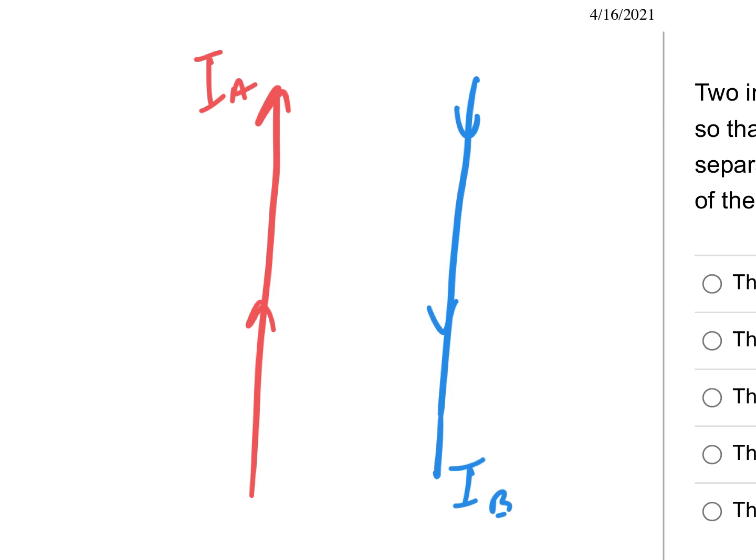In order to see how they interact force-wise, I need to find out what magnetic field they both create. A creates a magnetic field that is into the page over here, whereas B, using the source's right-hand rule, creates a magnetic field that's into the page over here. Zooming in on them individually.